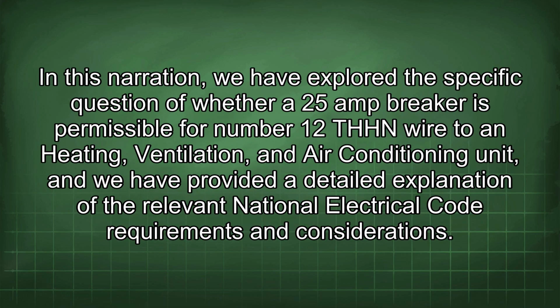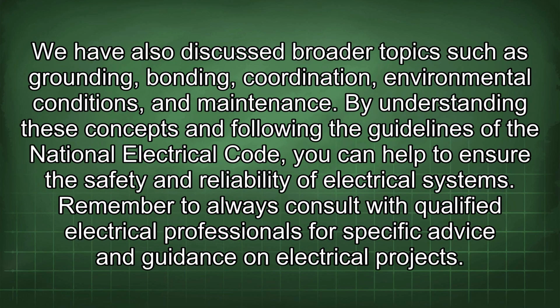In this narration, we have explored the specific question of whether a 25 amp breaker is permissible for number 12 THHN wire to a heating, ventilation, and air conditioning unit, and we have provided a detailed explanation of the relevant National Electrical Code requirements and considerations. We have also discussed broader topics such as grounding, bonding, coordination, environmental conditions, and maintenance. By understanding these concepts and following the guidelines of the National Electrical Code, you can help to ensure the safety and reliability of electrical systems.